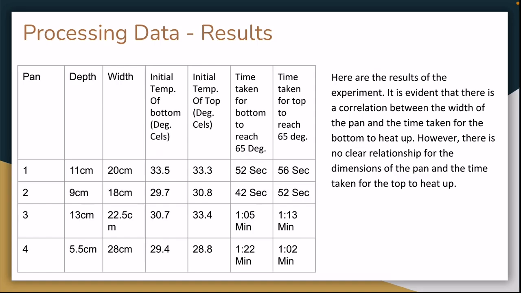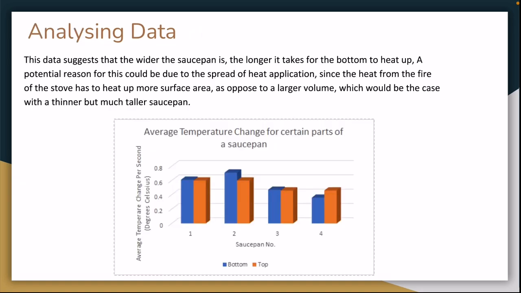Processing data results. Here are the results of the experiment. It is evident that there is a correlation between the width of the pan and the time taken for the bottom to heat up. However, there is no clear correlation between the dimensions of the pan and the time taken for the top to heat up.